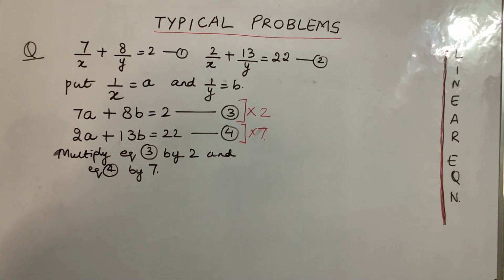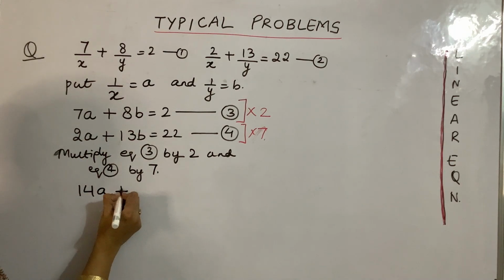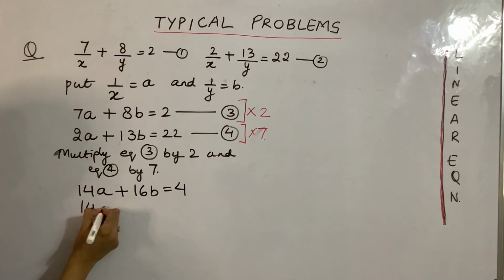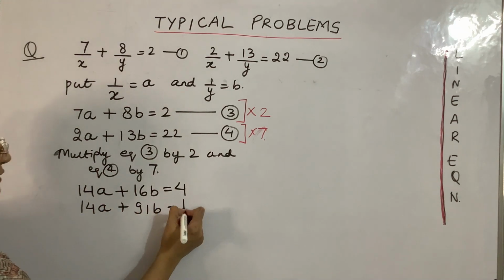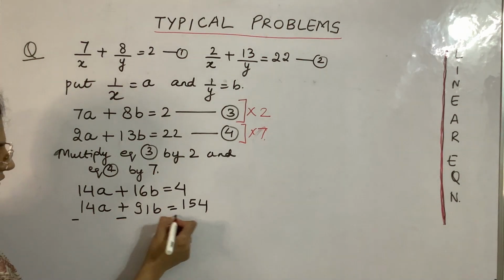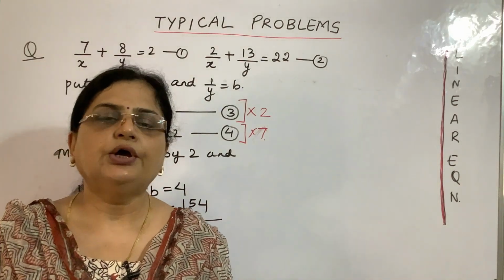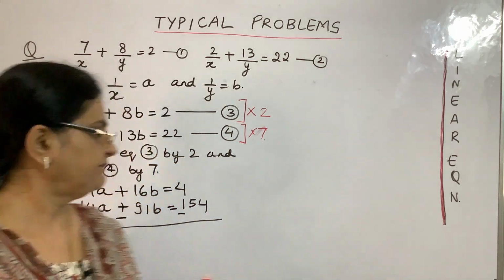Okay. So let us multiply. When we multiply, we get 2 sevens are 14a plus 16b is equal to 4. And what about this? 14a plus 3 sevens are 21, 91b is equal to 154. You have to be very good at calculations. Now to eliminate, what will we do? Subtract both these equations. In case you have any doubt about how to go along with the elimination method, you can see my video on elimination method. There I have explained this method in detail.